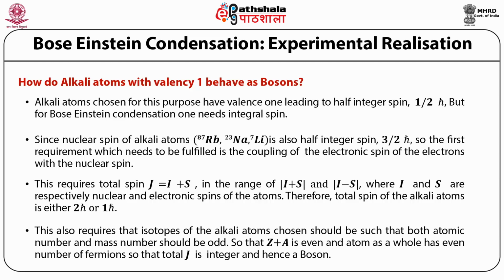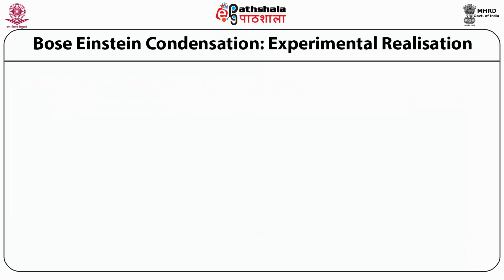This also requires that isotopes of the alkali atoms chosen should be such that both atomic number and mass number should be odd, so that Z plus A is even and the atom as a whole has an even number of fermions, so that total J is integer and hence a boson. So it will be interesting to estimate Tc for rubidium 87.